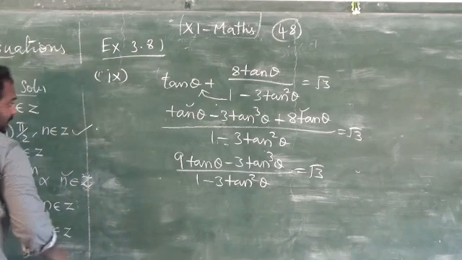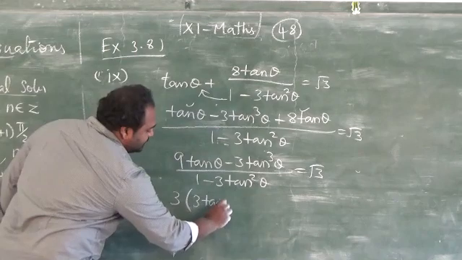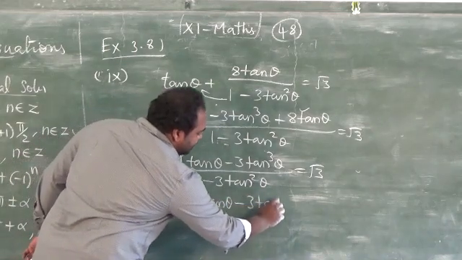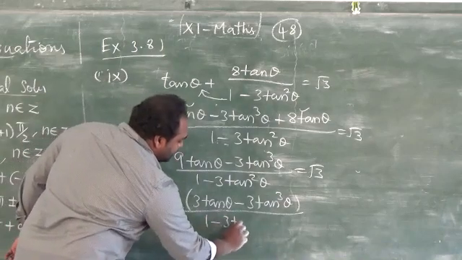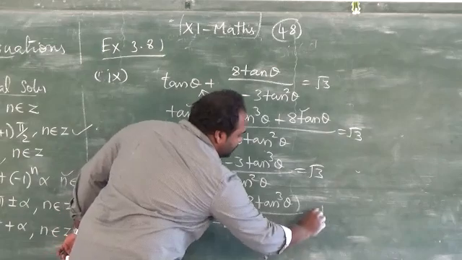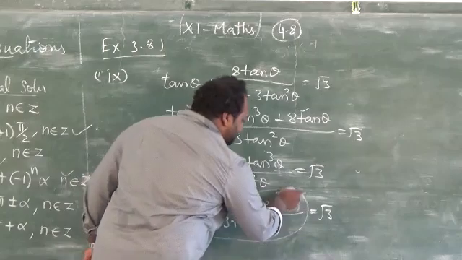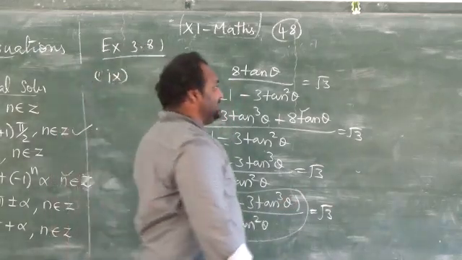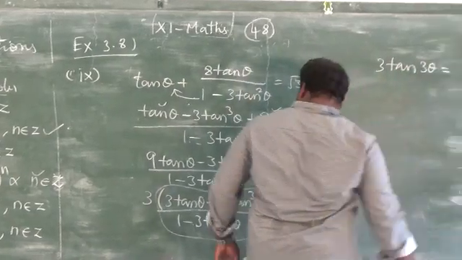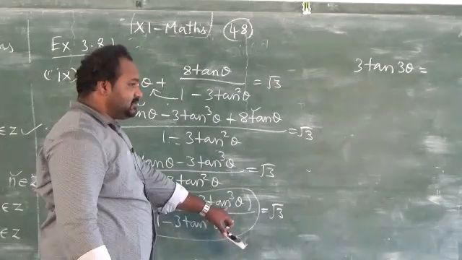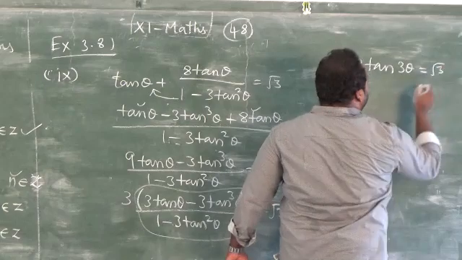This I am going to take 3 commonly outside in the numerator. If you take 3 commonly outside, 3 tan theta minus tan cube theta by 1 minus 3 tan square theta equal to root 3. If you see this form, this is the formula for tan 3 theta. So 3 into tan 3 theta, the formula is 3 tan theta minus tan cube theta by 1 minus 3 tan square theta, equal to root 3.